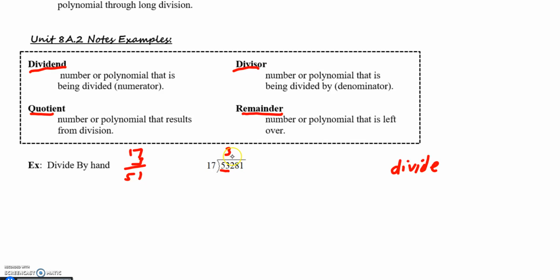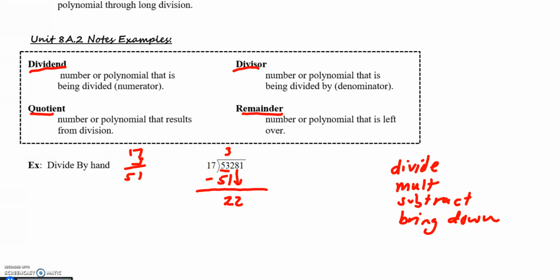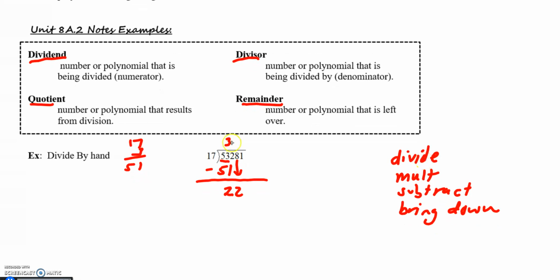What we do next is we multiply the 17 times 3, which is the 51, and we put it directly underneath the 53. What we need to do to keep going is then subtract. So 53 minus 51 gives me 2. 17 doesn't go into 2, but if I bring down the other 2, then we can keep going with this process. Pretty much what we're going to be doing with long division throughout this video is first dividing, then multiplying back, subtracting, and then bringing down.